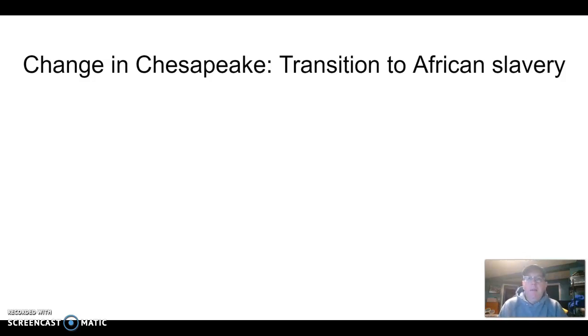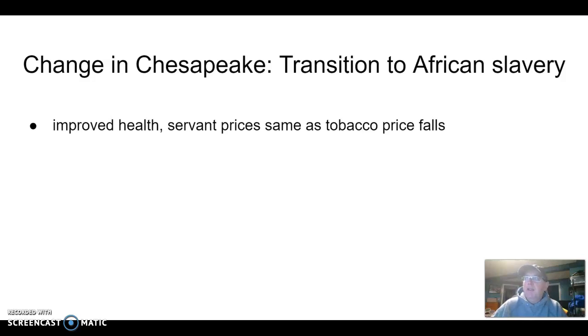This is the thing in American history, the transition to African slavery. It has so many effects that we are still dealing with today. So, as mentioned earlier, people are living longer. Servant prices, however, are the same, so it costs the same amount to import a servant as it did in the era where tobacco price was better. So it's more costly than ever to import a servant, in a way. And they're living longer, and they're getting these obligations that need to be met when the indenture is up.